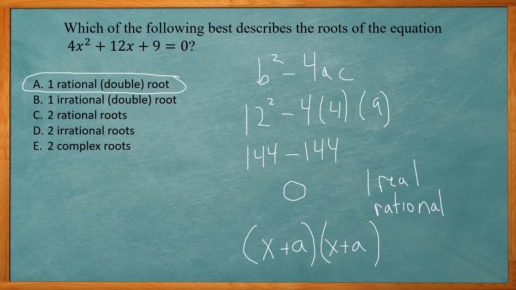If our value was greater than 0, you'll end up with either two rational roots or two irrational roots. So if we had a value like square root of 3, that'd be an irrational number. And if our discriminant was less than 0, we would have complex roots, two complex roots. So in this case, it came out to 0, and we had one rational double root.